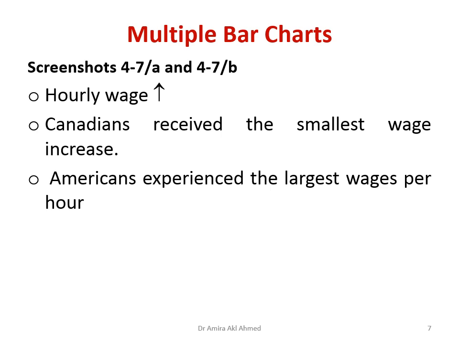By comparing these two bar charts, we could draw the following conclusions. First, the average hourly wage has been considerably increased in the three countries between 1980 and 1999. Second, Canadians experienced the smallest wage increase among the three countries. Third, Americans received the largest wage per hour in 1980 and 1999.